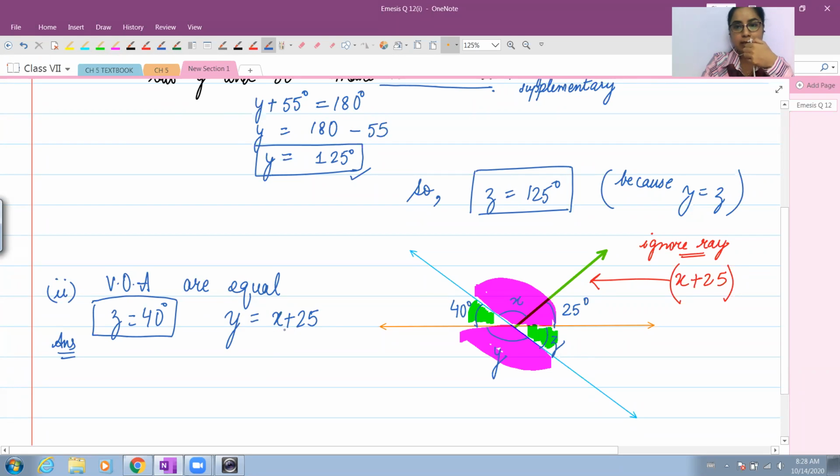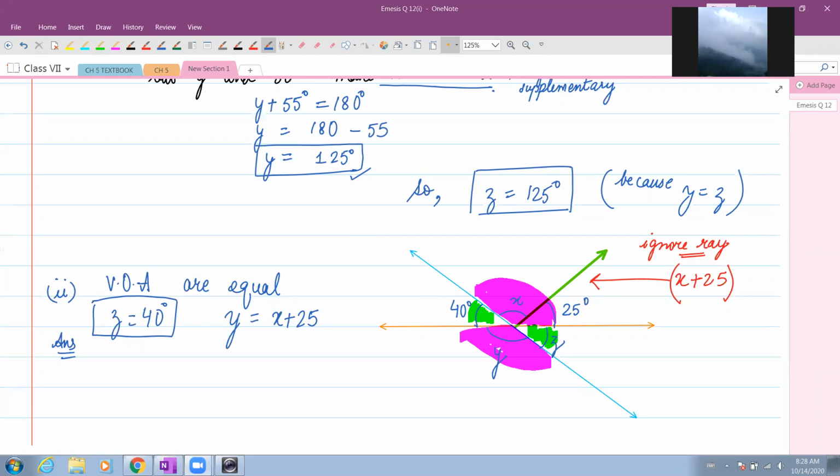ना मेरे पास X की वैल्यू है, ना मेरे पास Y की वैल्यू है. What do I do about it? I will need to think of something else. And for that, I'm going to consider linear pair.